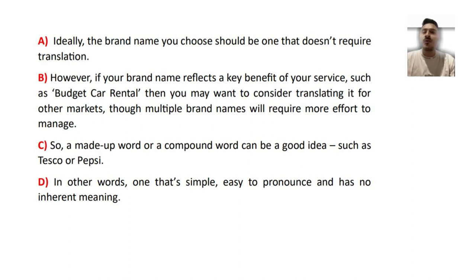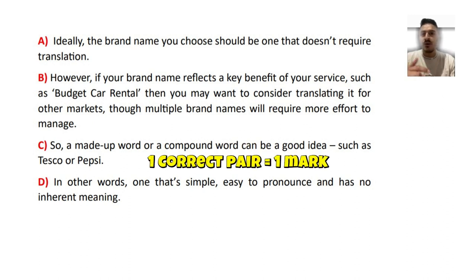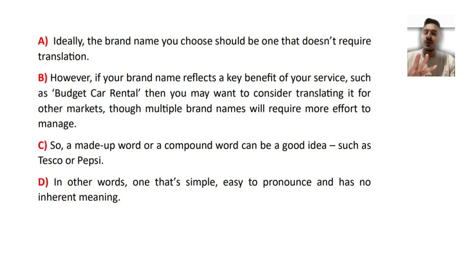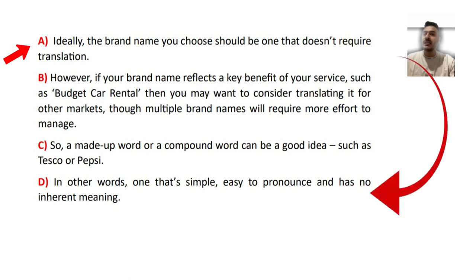So what will be the right answer and what is the independent sentence? If you are unable to find an independent sentence, no problem, try to make some pairs, because one correct pair is equal to 1 mark. In this case we have 4 options, which means this question carries 3 marks. In the A option, you can see ideally the brand name you choose should be one that doesn't require translation. You want to start a business and you are finding your business name or brand name, what will you do? It should be easy to pronounce. So this option is related to the D option.